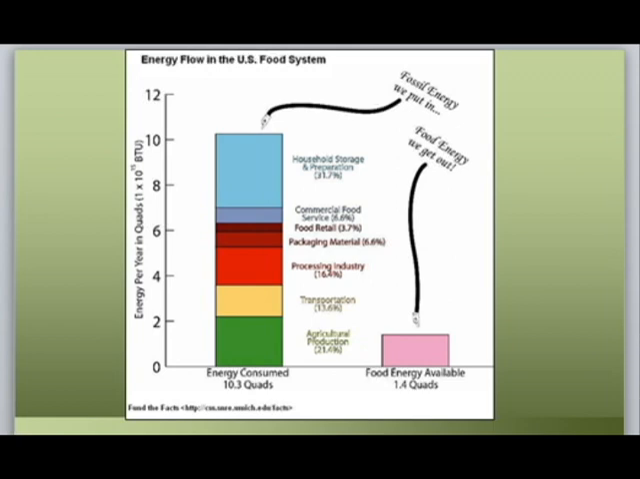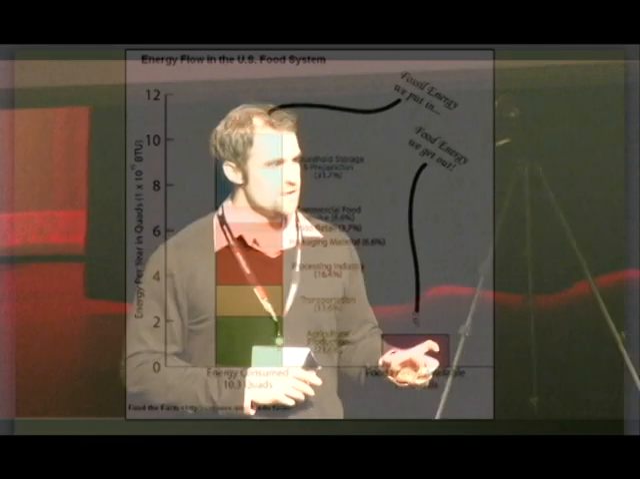Now, speaking of fossil fuels, what we're hoping we can help you to understand is there's a certain amount of energy that is required to produce and to bring your food to your table. Now, this represents, as you'll see, 10.3 quads to 1.4. That's a 7-to-1 ratio. So what that means is it takes 7 kilocalories worth of energy to produce 1 kilocalorie worth of food.